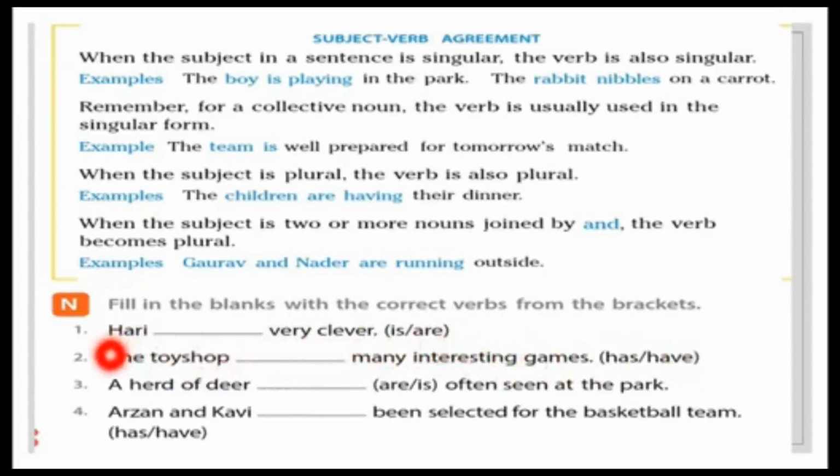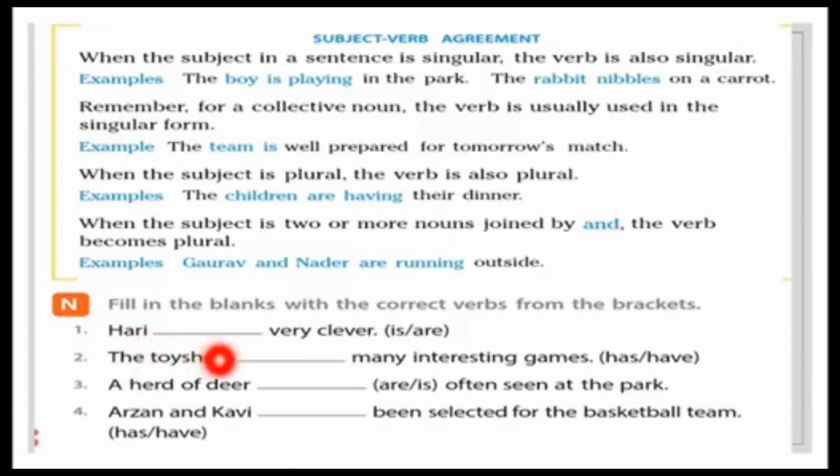Now, let's see the fourth example. Fourth question. Arzan and Kavi dash being selected for the basketball team. So dear children, let's see the subject. Always you have to use the verb according to the subject. Arzan and Kavi are two different people. So two different people means it is plural.